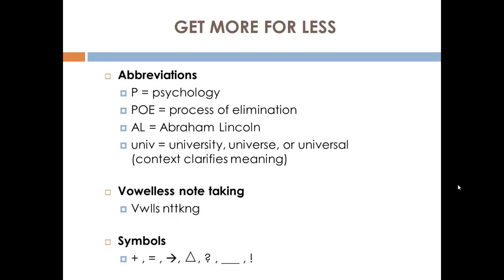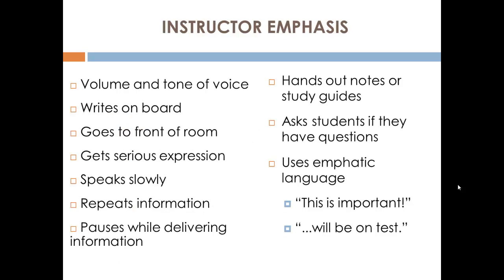Another thing to consider is symbols. Not only do these save space, for instance, the arrow represents translates into, leads to, cause and effect. But in addition to saving some time, it imparts meaning. And so you're really thinking about when you're seeing a symbol, there's probably an important point there. Other types of symbols include question marks or blank spaces for things that you missed, or perhaps exclamation points for something that's very interesting or something that seems quite important.